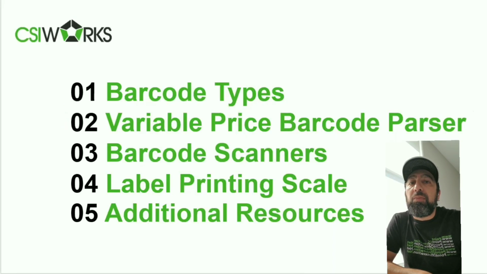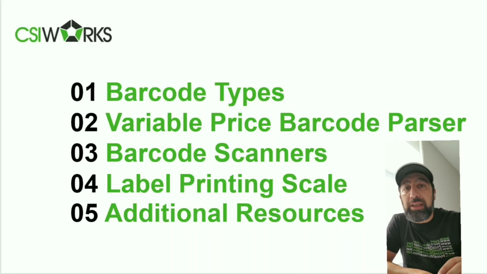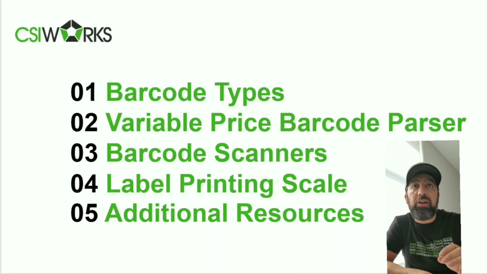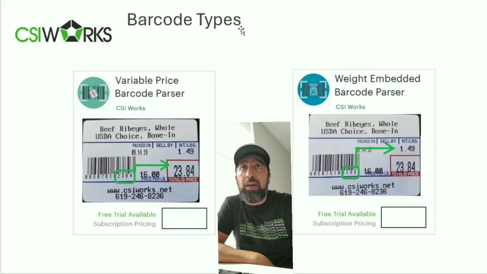The webinar today will cover barcode types. We will be focusing on label printing scale and variable barcode parsing capabilities by the app that is Variable Price Barcode Parser. We'll touch upon the barcode scanner capabilities and compatible sources that we have at CSI Works for our agent community. First, let me talk about the barcode type.